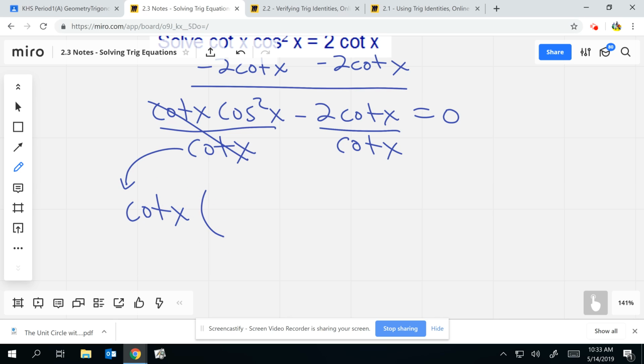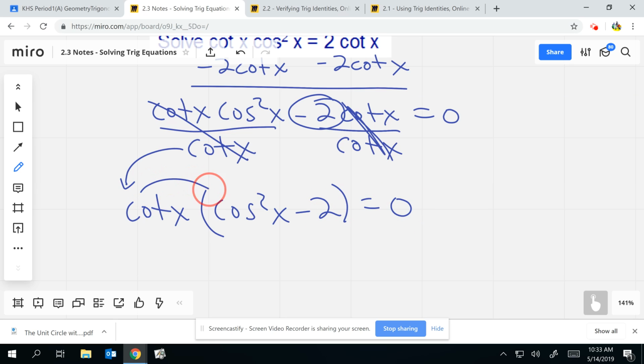If I cancel out the cotangents, what's left over would be a cosine squared. Here the cotangents would cancel out, but you would still have this negative 2 left over. Do you notice that if you went back to your distributive property, you'd be right back where you started, right? That means you know you did it right. You know you factored okay.